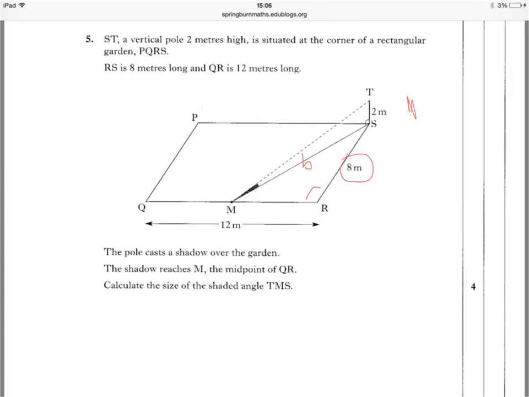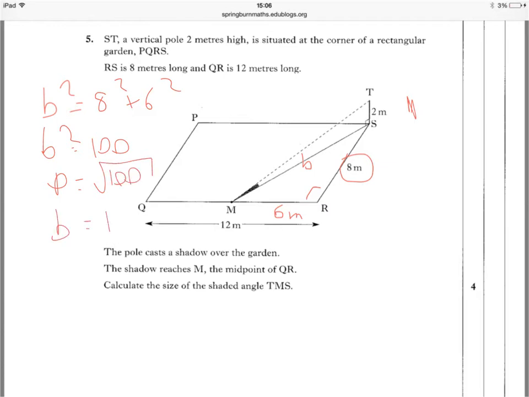This is 8. Now from Q to R that's 12 metres, which means MR would be half of that. It's the midpoint, and that's 6 metres, and I can apply a bit of Pythagoras. So B represents the hypotenuse in this right angle triangle, this one here. So B squared will be equal to 8 squared plus 6 squared. B squared is equal to 100, and B is equal to the square root of 100. B is equal to 10 metres.